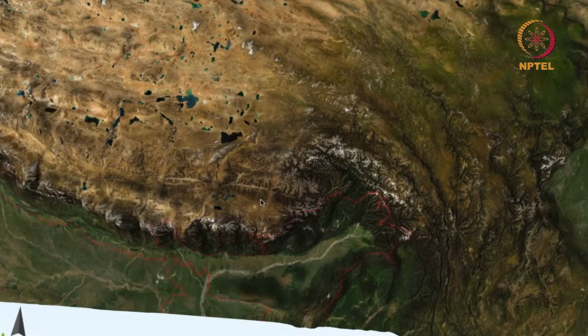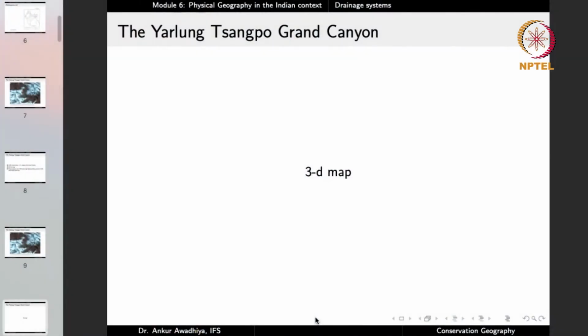But when the Himalayas came into existence, the river Brahmaputra continued its movement in the same direction, and when the Himalayas were rising, the cutting activity of the Brahmaputra river was greater than the rate of this uplift, and so it created these deep canyons.